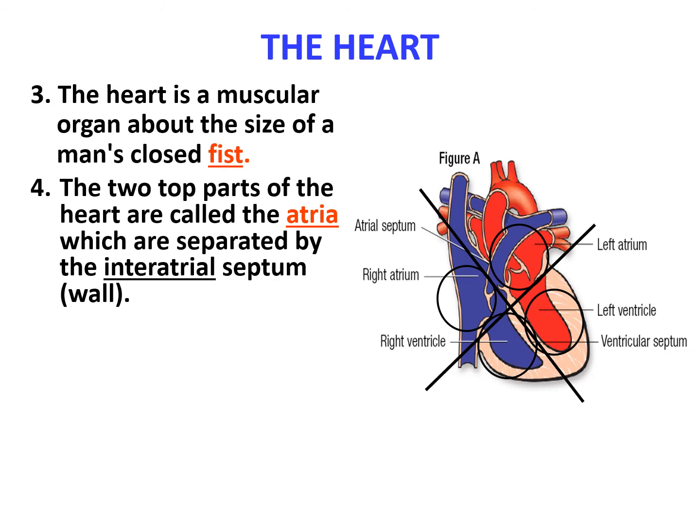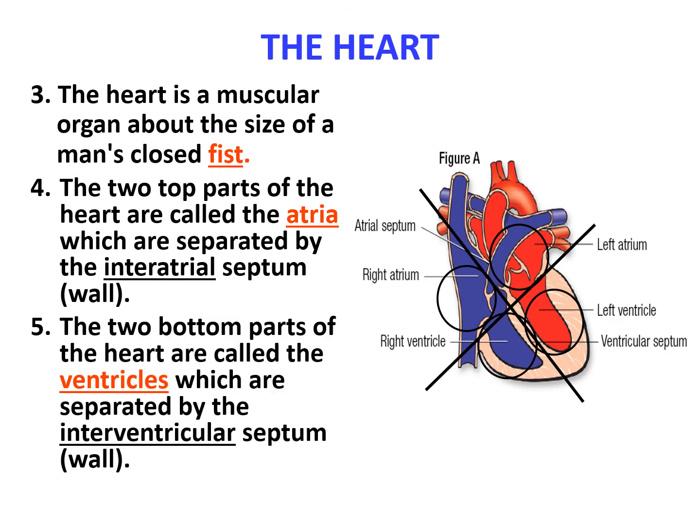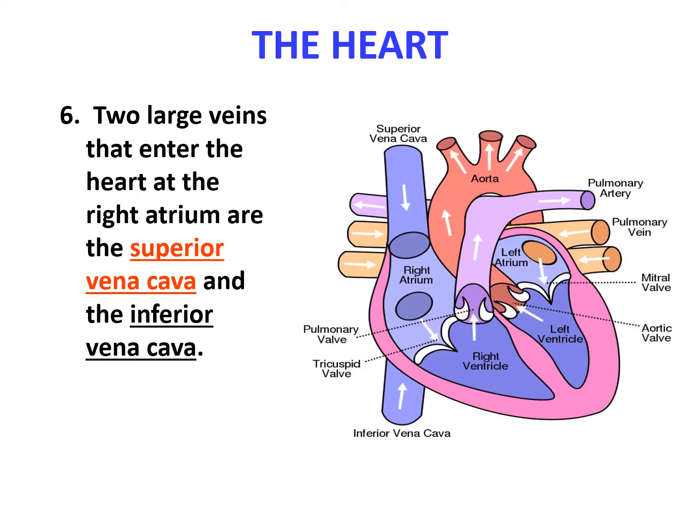So now let's move on and start talking about the parts of our heart. We have two parts of the heart. We have the upper section of our heart, and you'll see in that picture the atria, and they're separated by the interatrial septum, or wall. And then we have those bottom parts of our heart, the ventricles, which are separated by the intraventricular septum, or wall.